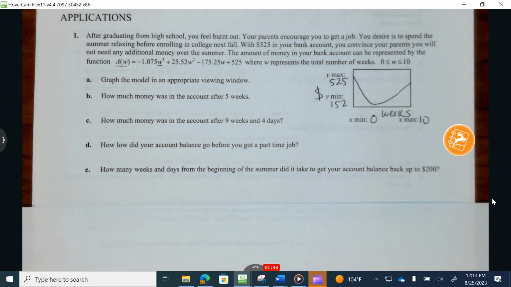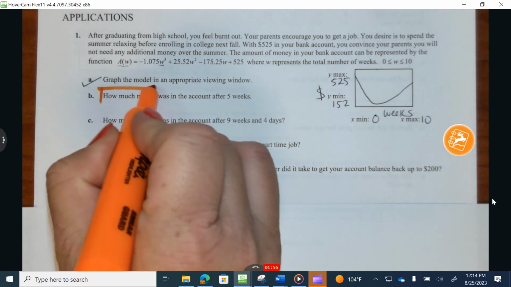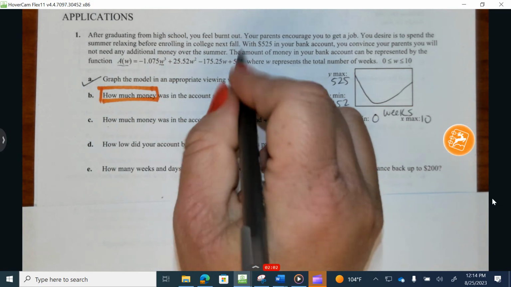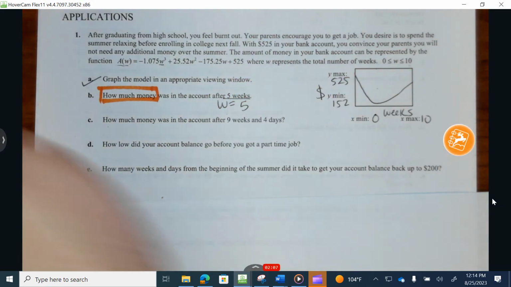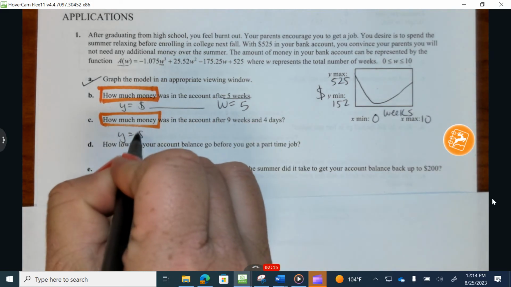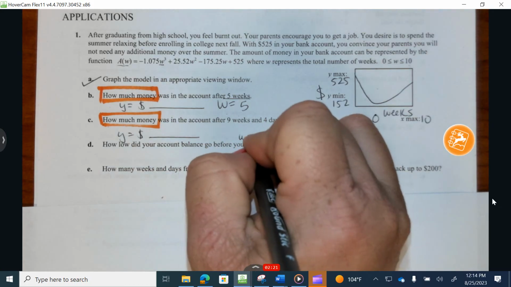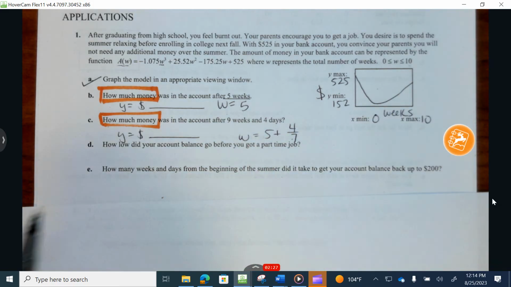I'm going to go through each question now that we have completed Part A, and see what they are asking me to do. They're asking me to identify how much money is in your bank account provided it's 5 weeks after the summer has started. So your T value, or in this case your W, is 5. Part C again is how much money. It's a value here. We're going to have a Y value, a monetary value, and when we do have that value, we're going to round to the nearest cent or the nearest hundredth. Here we have 5 weeks and 4 additional days. There are 7 days in a week.